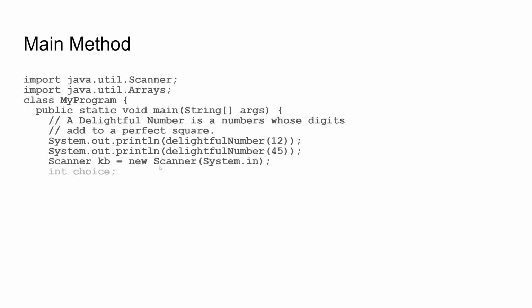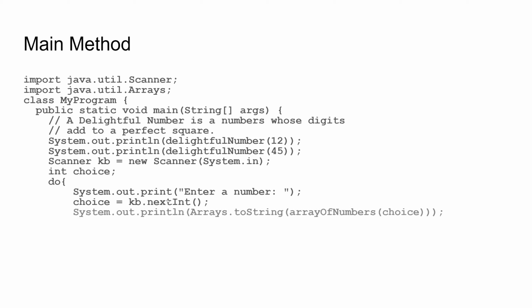So we need a scanner, a choice, and we're going to do this while choice is not 0. So we're going to enter a number. We have next integer, and then we're going to print Arrays.toString because we're going to return an array of values, an array of these delightful numbers that I've called it. Now we're going to send the choice. Let's say we want 5 delightful numbers or 7 delightful numbers. So we're going to do this while the choice does not equal 0.